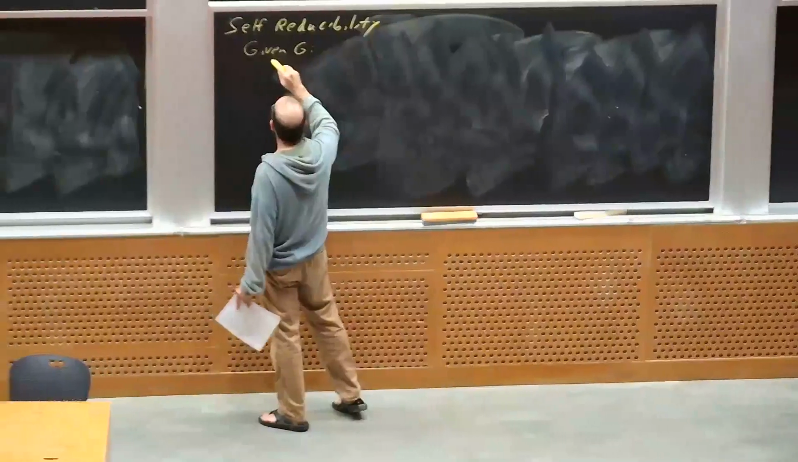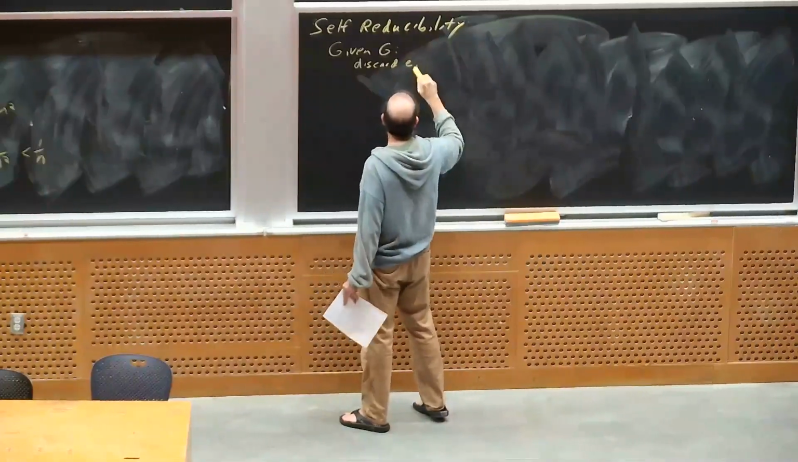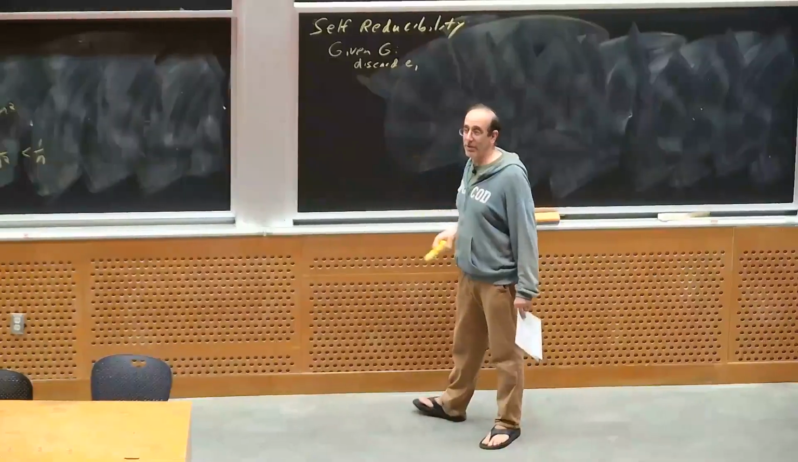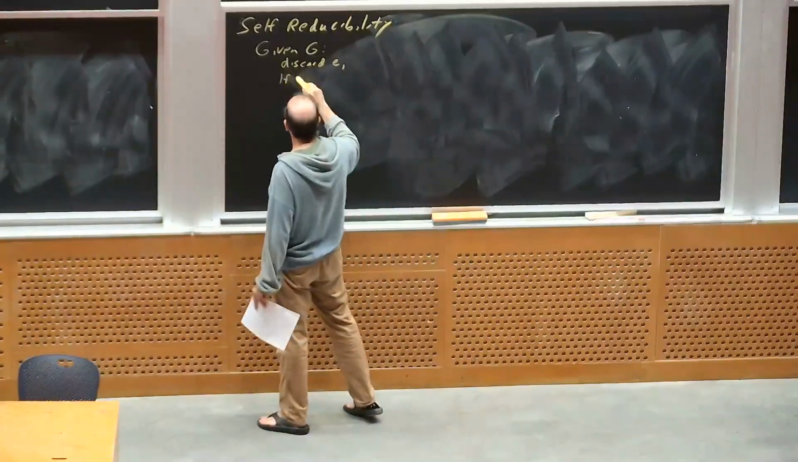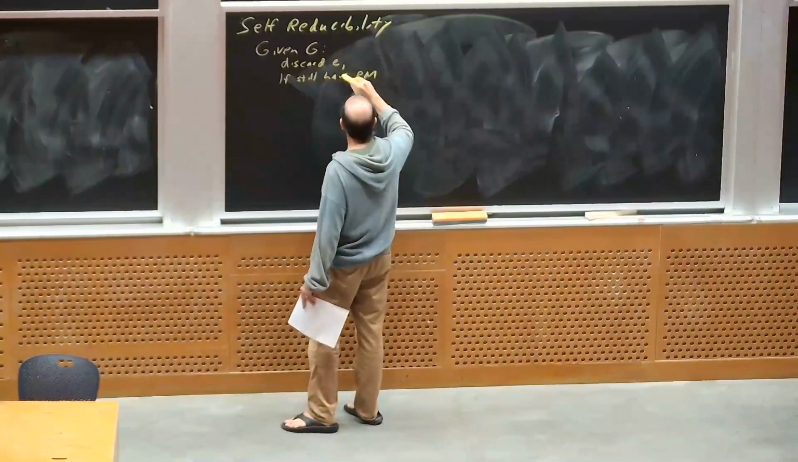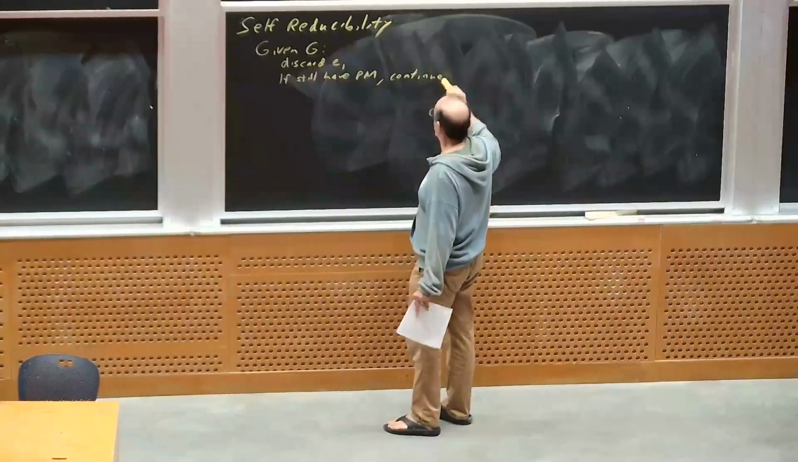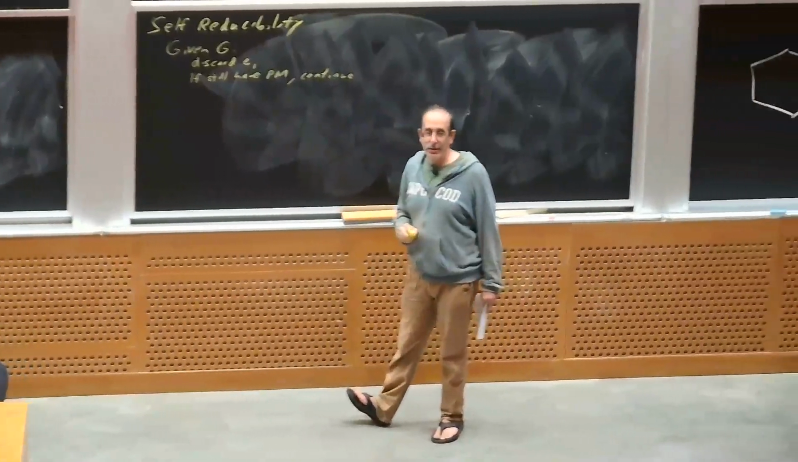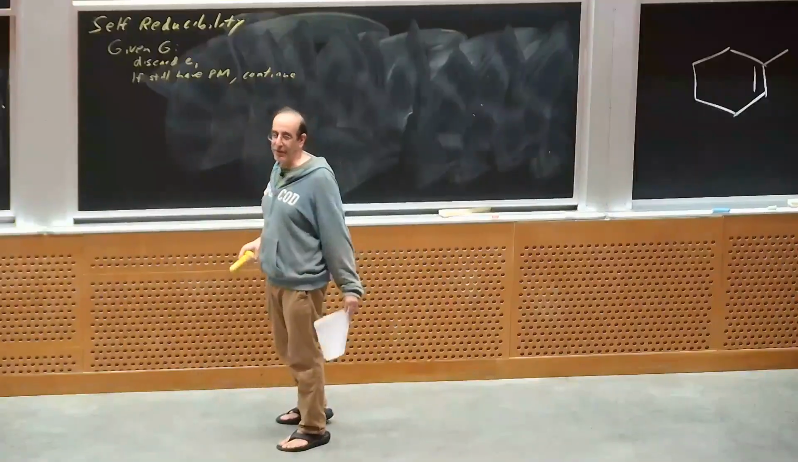So assuming it has a perfect matching, let's discard edge E1. If we still have a perfect matching, we just continue. We have a graph with a perfect matching with one less edge, progress, right?